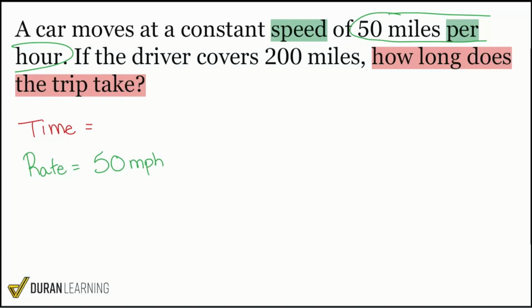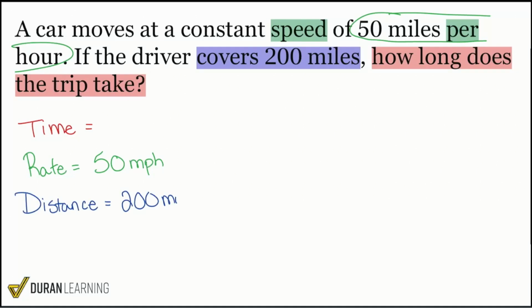And then it says if the driver covers 200 miles, how long does the trip take? And so everyone, covering 200 miles, that is what? Correct. That is distance. So we'll highlight that as well. So now all we must do, everyone, is just keep a lookout for yourself. When you plug into the distance, rate, time formula, we just have to make sure we plug everything into the right place. So for the distance, 200, that's what we're plugging in right here.